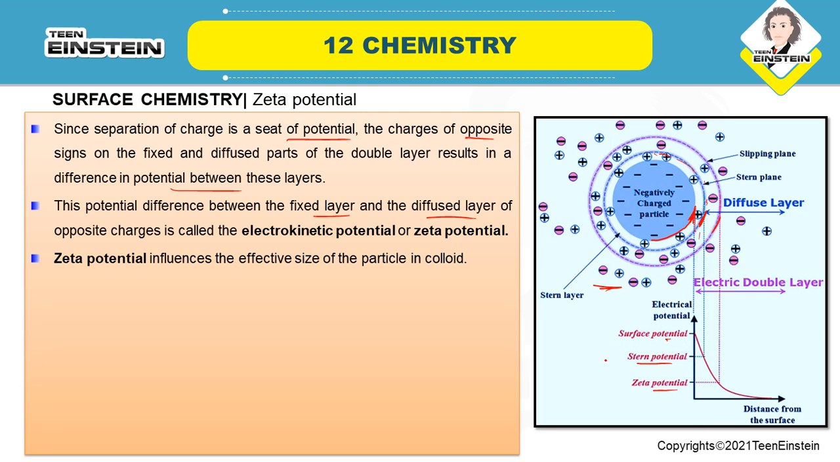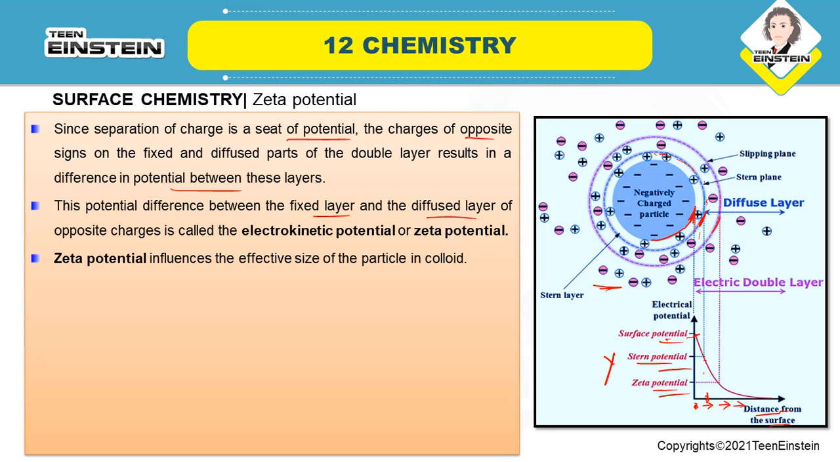In the graph, on the y-axis we have potential, and on the x-axis we have distance from the surface. As we are moving away from the surface, what will happen? Potential will decrease. So see, this is the closest distance to the surface, so here the corresponding potential is maximum. Then as you are moving towards the right-hand side, far away from the surface, gradually the potential is decreasing.